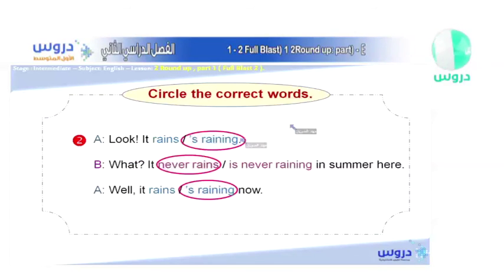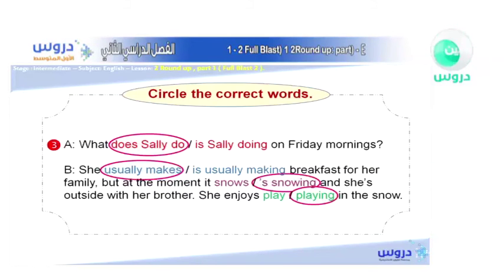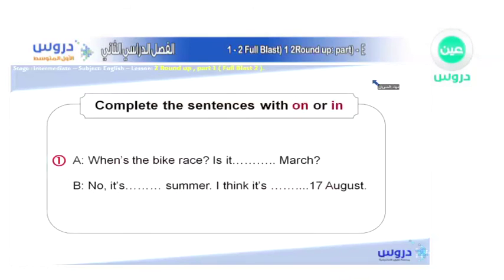So here are the answers, as we have said. I want to go back to this one. We said when it's something that happens every year, which is a known fact, in that case we say never rains, not is never raining. Never rains, because it happens every year. So this is what we have used over here.